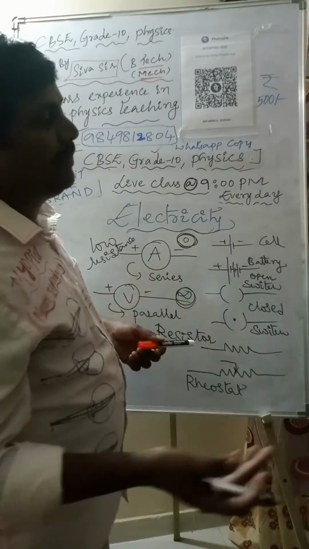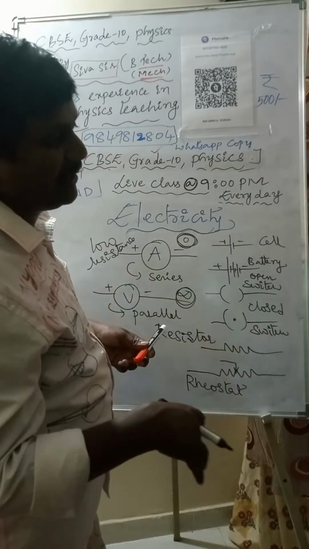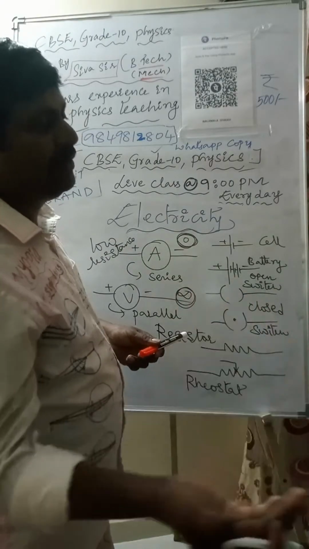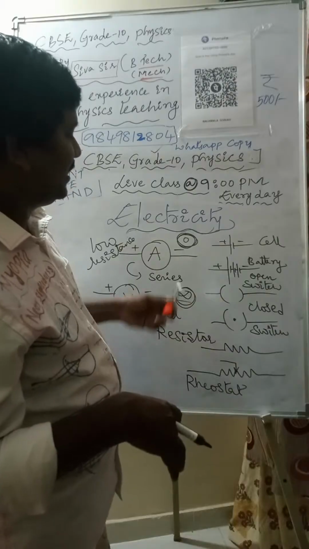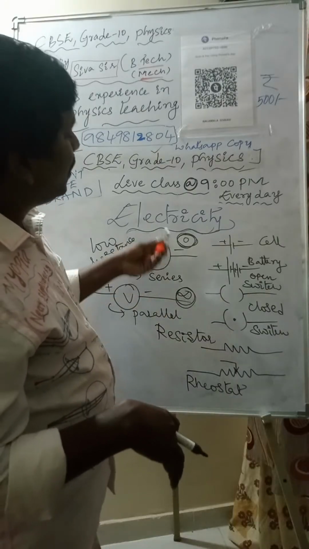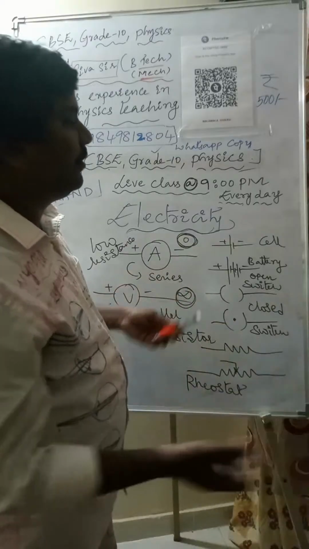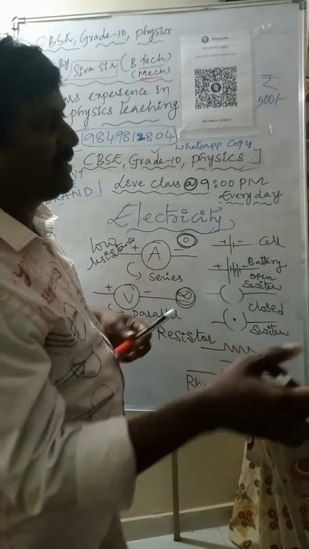In households it is 5 ampere to 15 ampere, and in industries it will be different. So generally we use only 5 to 15 ampere, right? It has some fixed rating. If there is more current, it will automatically get heated if you connect it in parallel.